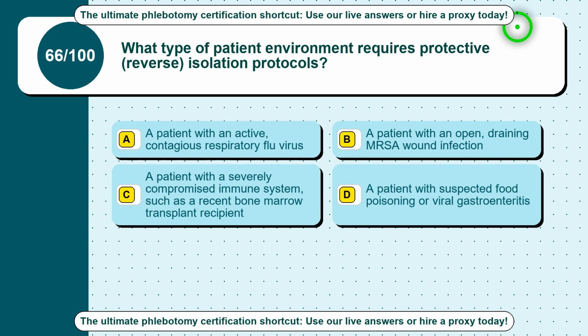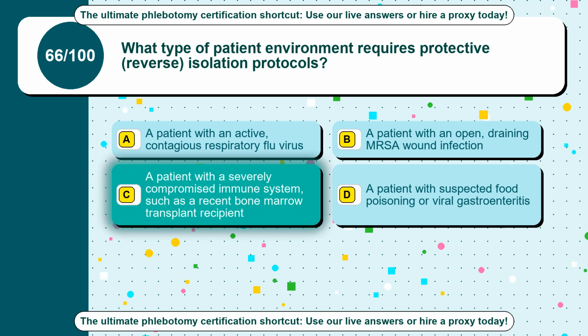Question 66. What type of patient environment requires protective, reverse isolation protocols? Option A, a patient with an active, contagious respiratory flu virus. Option B, a patient with an open, draining MRSA wound infection. Option C, a patient with a severely compromised immune system, such as a recent bone marrow transplant recipient. Option D, a patient with suspected food poisoning or viral gastroenteritis. The correct answer is option C, a patient with a severely compromised immune system, such as a recent bone marrow transplant recipient.